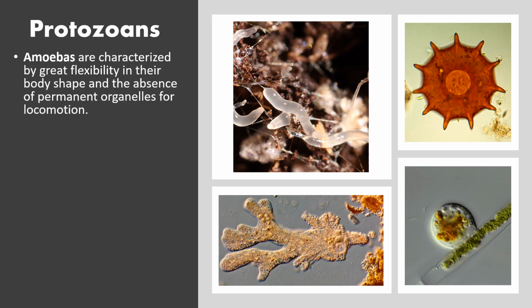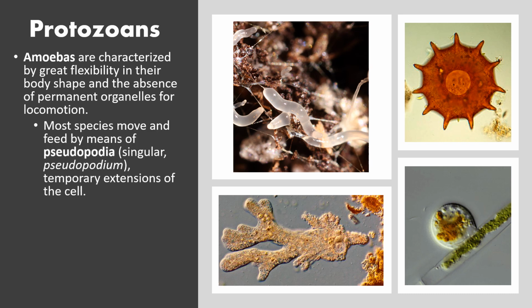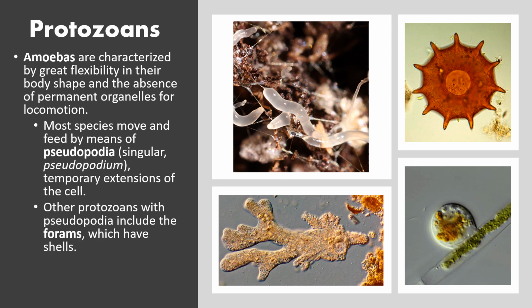Amoebas will also be found in the protozoans, and they're going to be characterized by very great flexibility in their shape. They can have all different forms, and they don't have any permanent structure for locomotion. Most species will move by means of pseudopodia, which are those fake feet, and they do this by pushing their cytoplasm into these pseudopodia and moving their body with them. Others will form these things called forams, which are actually shells. And so the shell will then be on the outside of the protozoan amoeba, giving it this interesting structure.